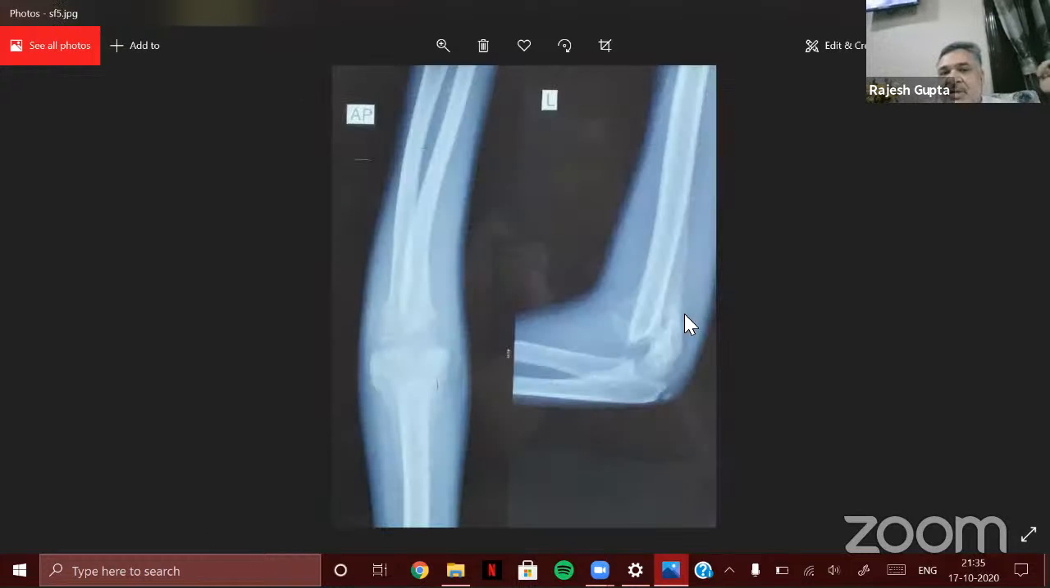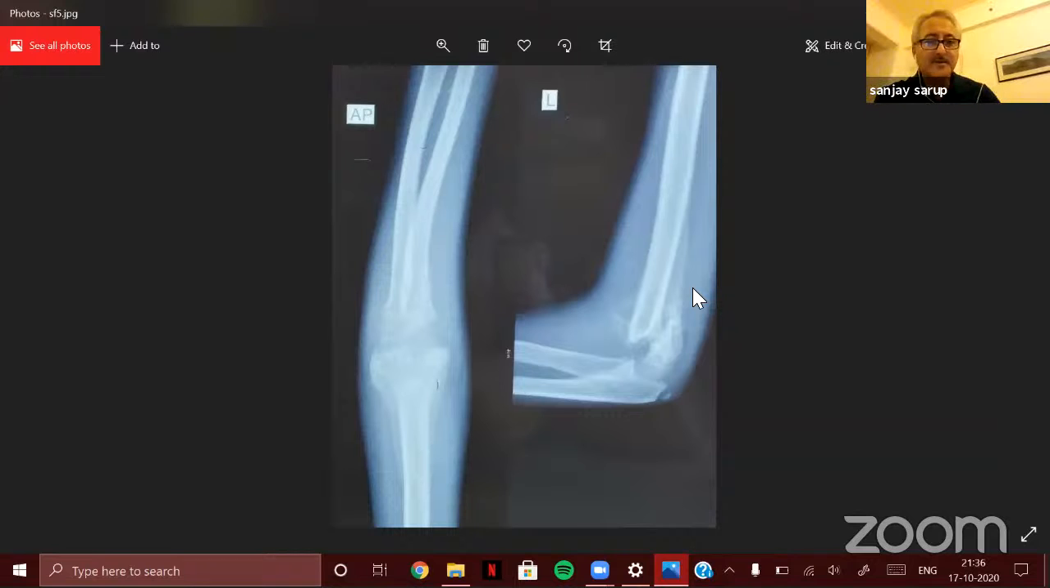And this is the picture after 6 weeks. He had all the X-rays done. I don't know who was advising X-rays to the patients, but he had all the X-rays, but he never consulted an orthopedic surgeon. So this was at 6 weeks. Should we do something here or wait? You have to wait, sir.